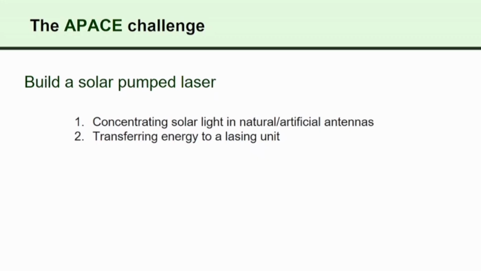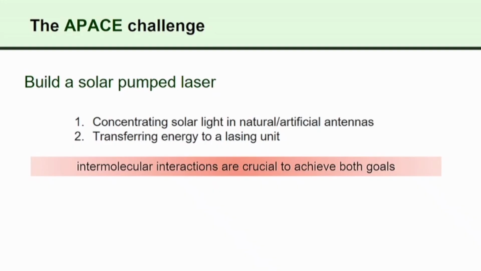And then there is the other step, which is transferring this energy, which is being collected, to the lasing unit. And the lasing unit can be molecules, can be nanocrystals, we will see. All these two processes require intermolecular interactions. So the thread that goes through my talk is intermolecular interactions.